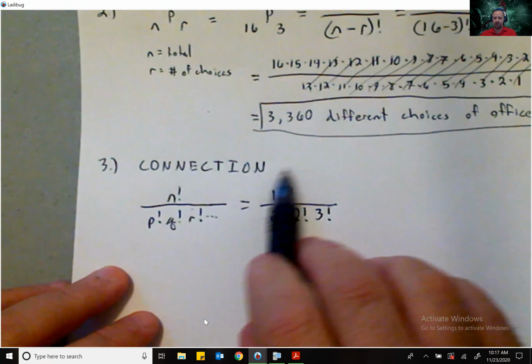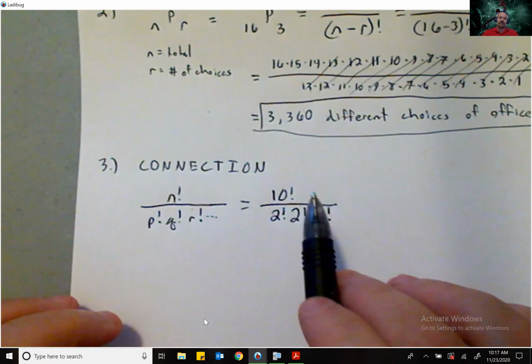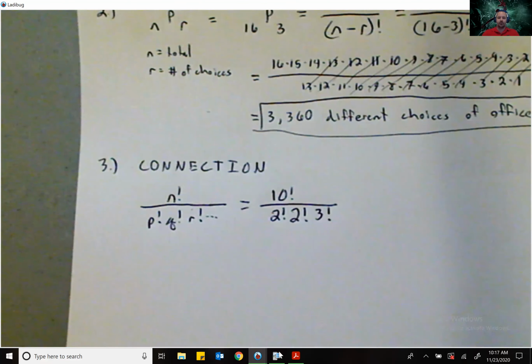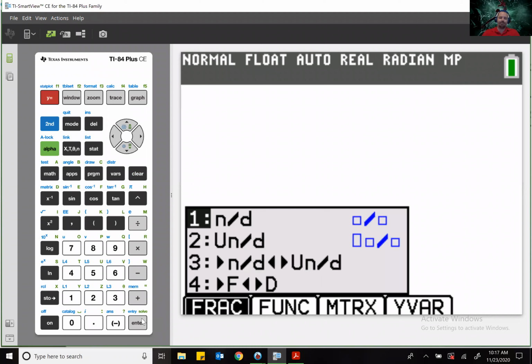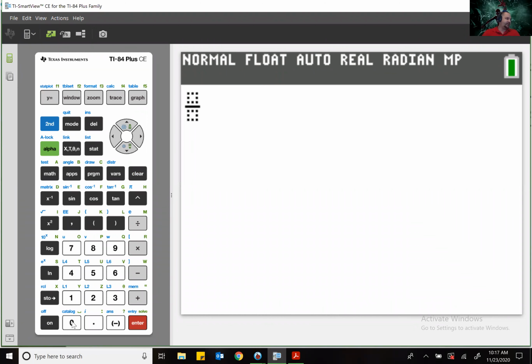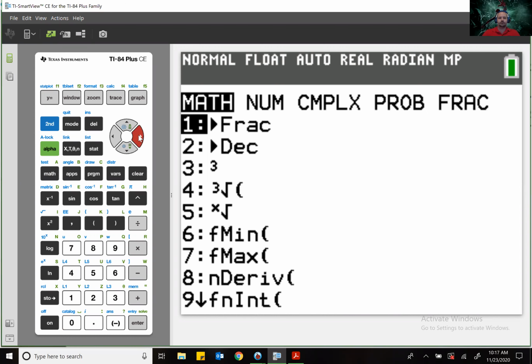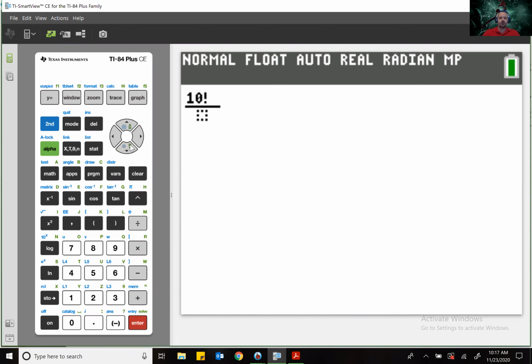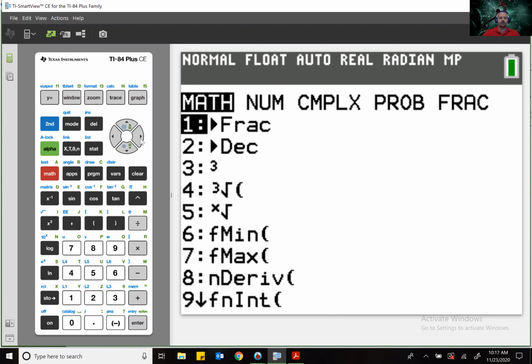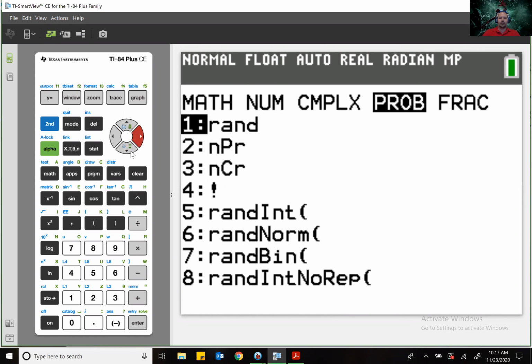This is what we've got to put into our calculator. So you can't use the nPr, but you can use what I showed you a moment ago. Now, in this one, because it looks like a fraction, I'm going to go ahead and make this look like a fraction. So I've got 10. Go to math. Prob, go down to your factorial. So there's our 10 factorial. And then down below, all I've got to do is put in my other factorials. 2, math. Go over to prob, factorial.